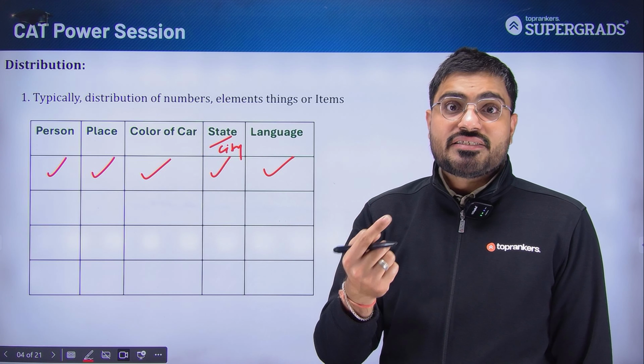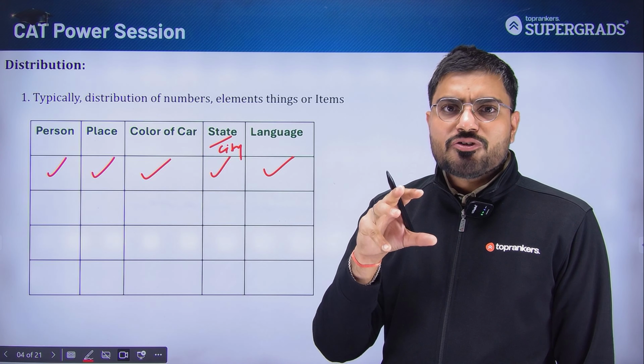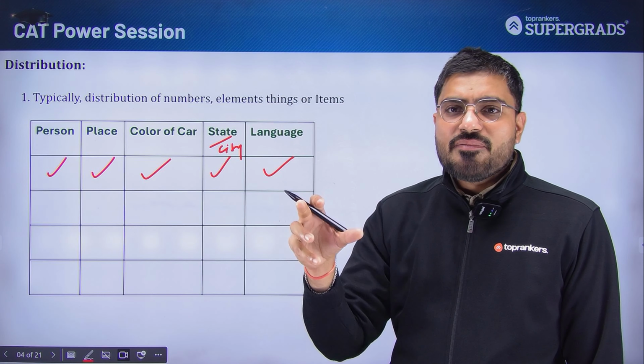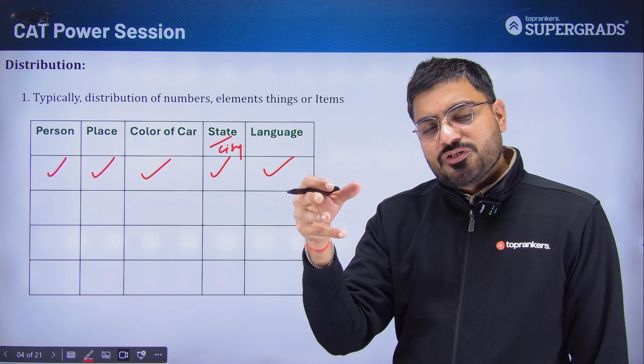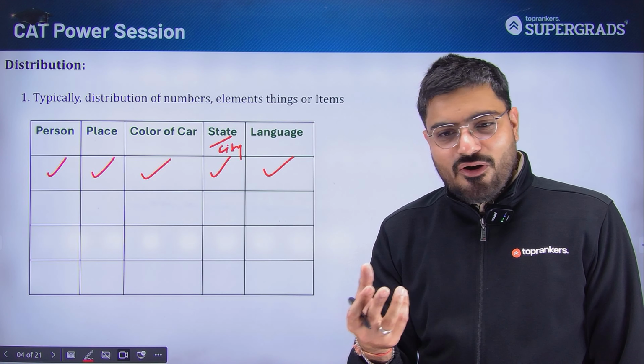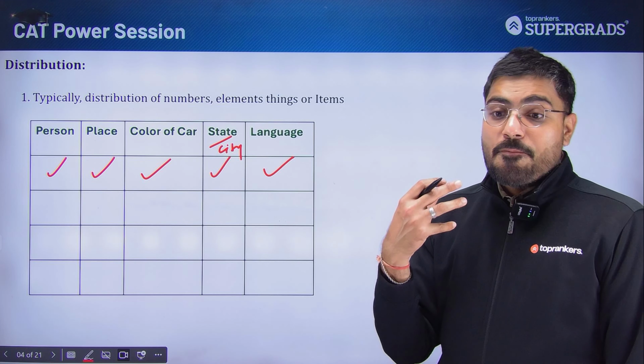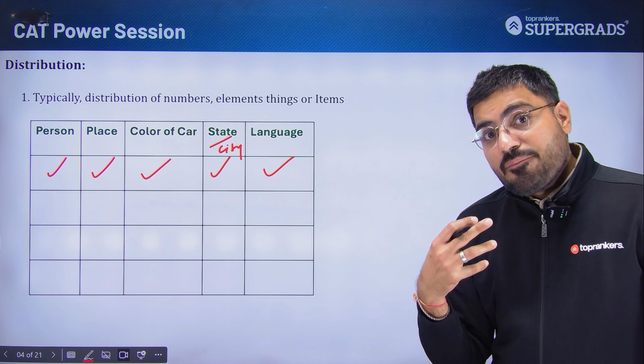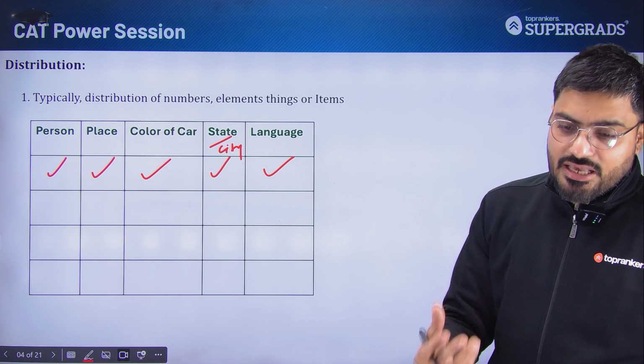So the name suggests distribution means distribution of items, places, things, and elements with their attributes in a given matrix, or we have to form the matrix at times. We have to form the table at times. So sometimes the table has to be made, and multiple times the tables will be given.